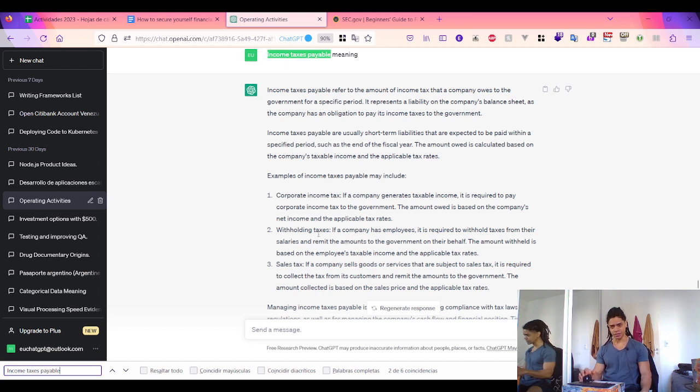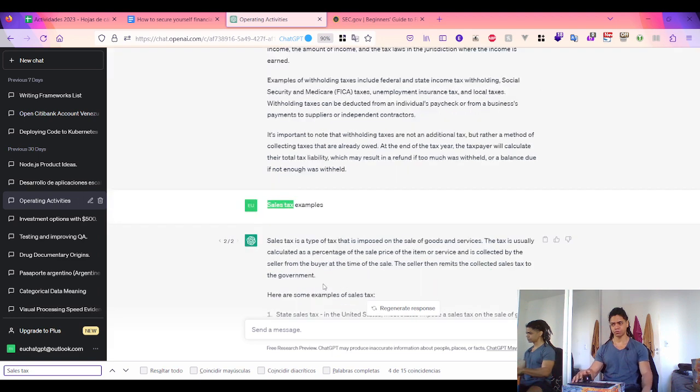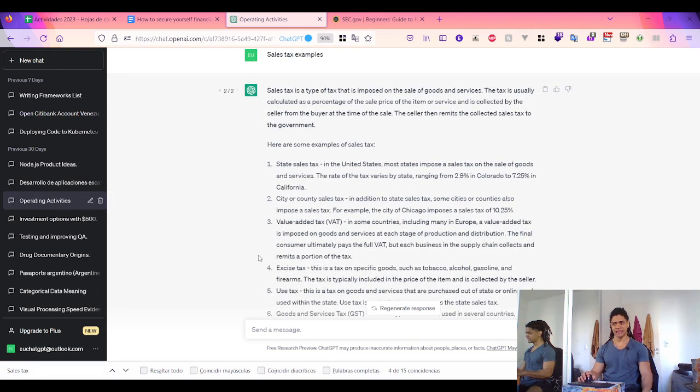And the sales taxes. Sales tax is money that a company is subject to any time it sells something. Examples of sales tax are the state sales tax in the U.S., city or county sales tax, and value added tax, which in some countries, including many in Europe as well as Latin America, is imposed on goods and services at each stage of the production and distribution.